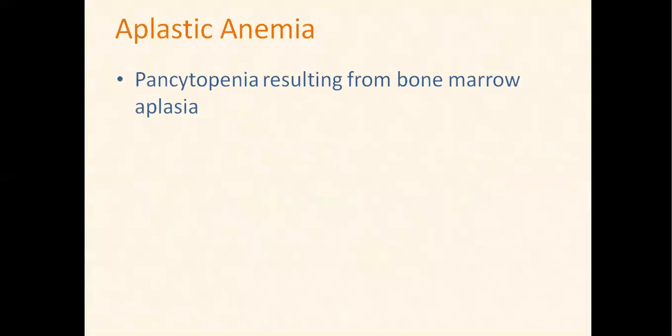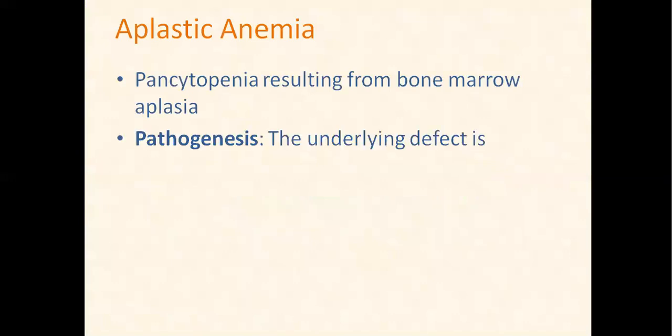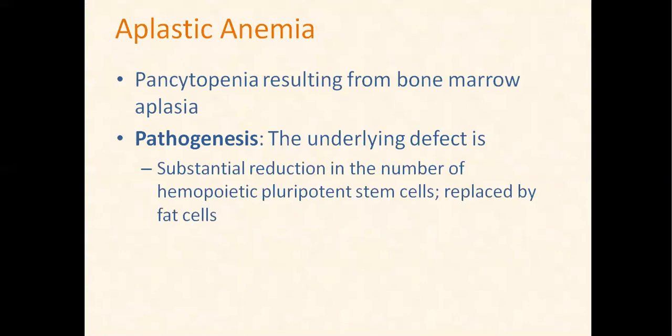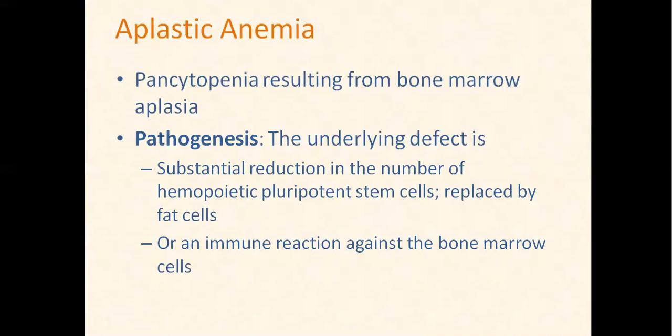Aplastic anemia is pancytopenia resulting from bone marrow aplasia. The pathogenesis, the underlying defect, is a substantial reduction in the number of hematopoietic pluripotent stem cells, replaced by fat cells, or an immune reaction against the bone marrow cells.